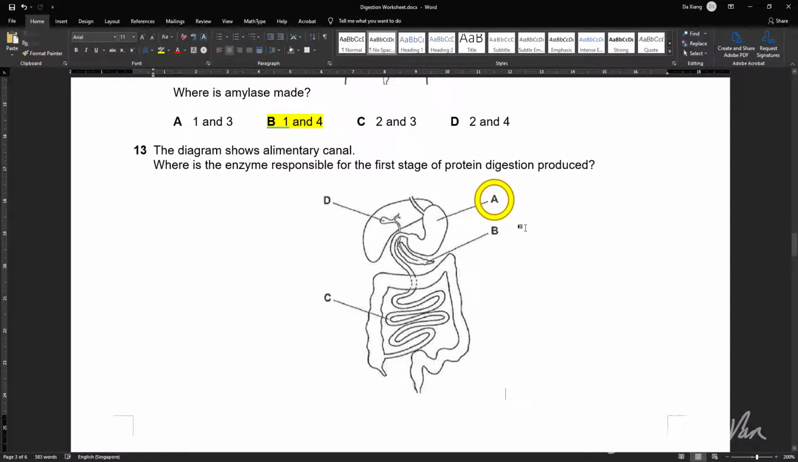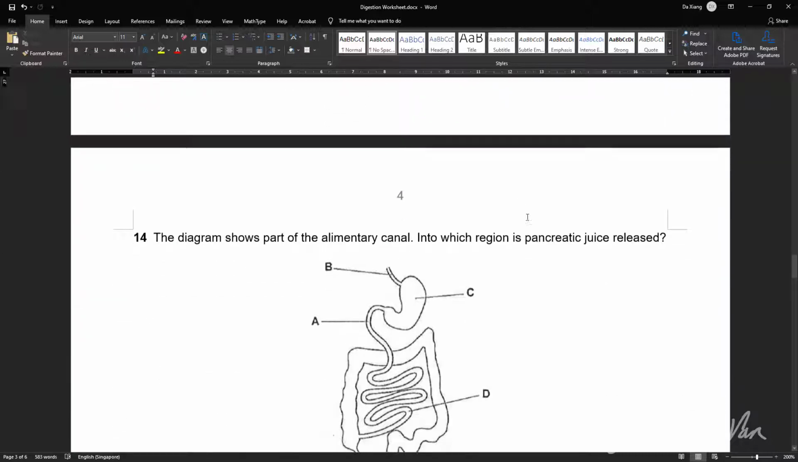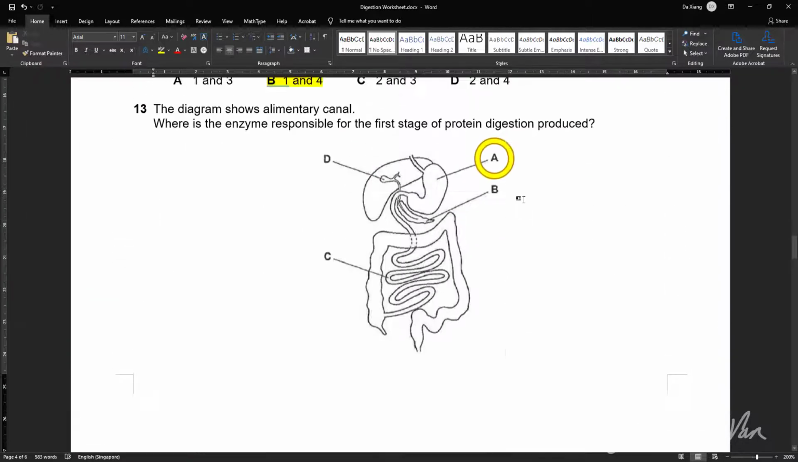The protein is digested in the stomach. Of course, after the stomach, it will go into the small intestine to be further digested into amino acid.